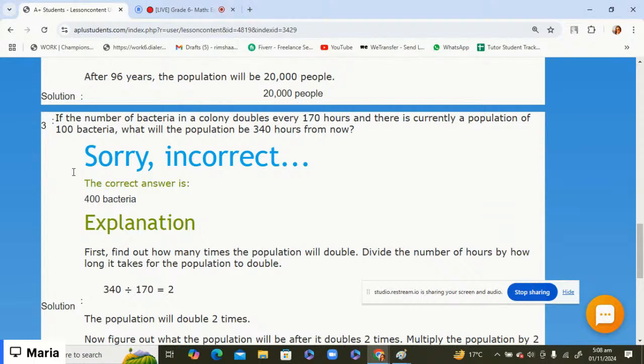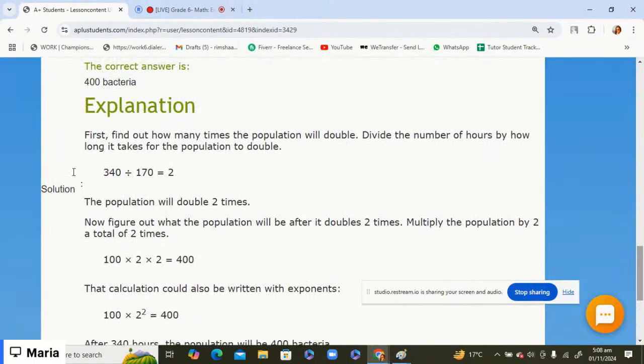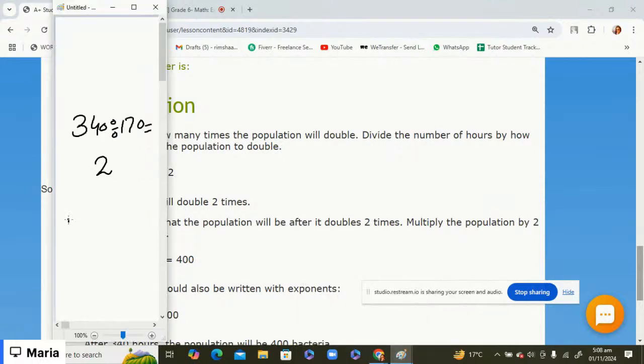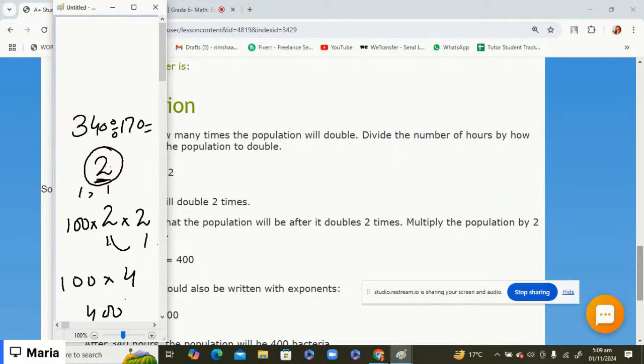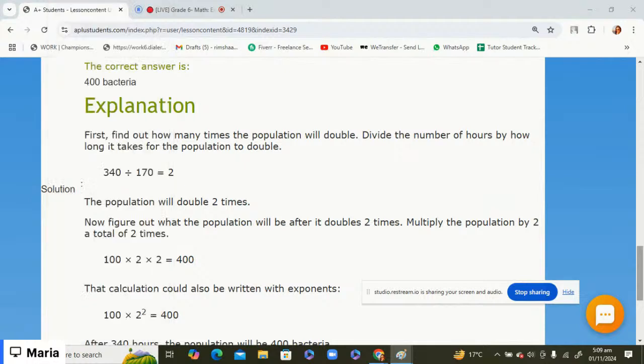And how many bacteria are there? These are 100. So just simply multiply this 100 with 2 times 2. It doesn't mean that if you get the value 2 here, you are only multiplying by 2. No, it means 2 times 2, so 100 times 4, and the answer is 400. This is the way that we get it.